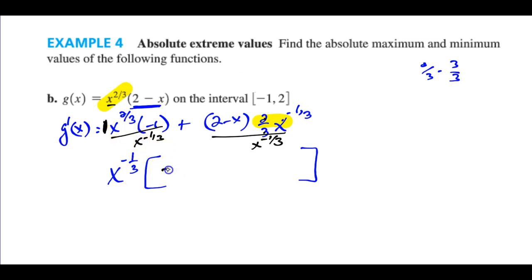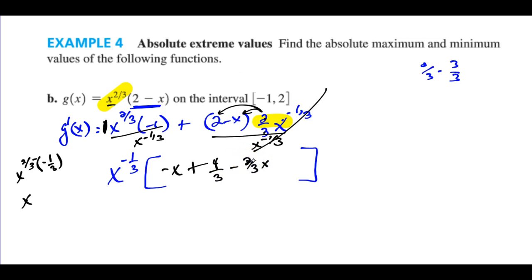So let's see. This is going to be a negative number, and you rewrite the base, and you subtract the exponents. So 2/3 minus a negative 1/3. Oh, that's pretty nice. That's 2/3 plus 1/3, which is 3/3, or just x. So negative x plus, okay, now this cancels. I'll distribute. So plus 4/3 minus 2/3 x. That's fun. And then I'm going to set it equal to 0.